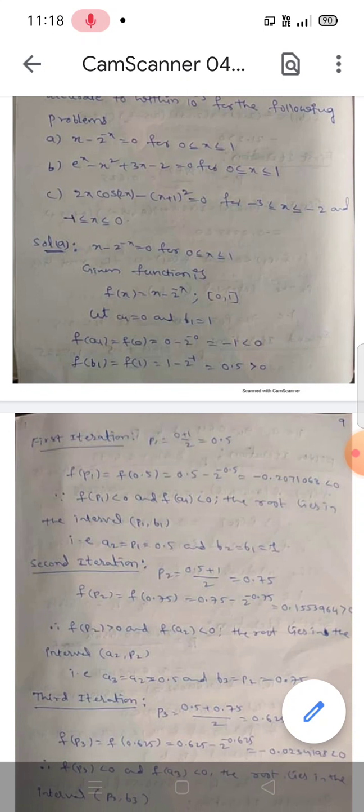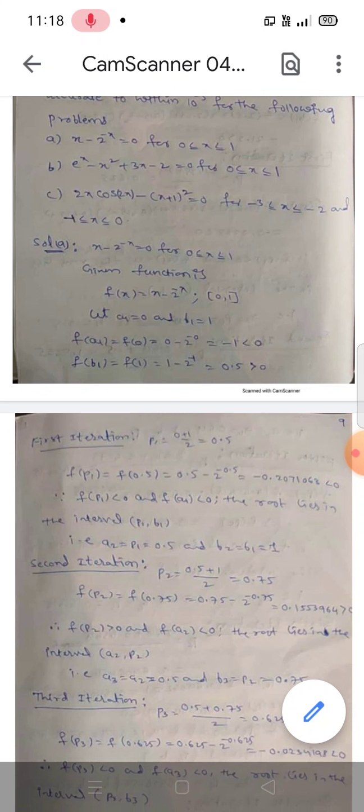x minus 2 power minus x equals 0 for 0 less than or equal to x less than or equal to 1. The given function is f of x equals x minus 2 power minus x on the closed interval [0, 1]. In the question, 10 power minus 5 means the digits after the decimal point must repeat for 5 places.